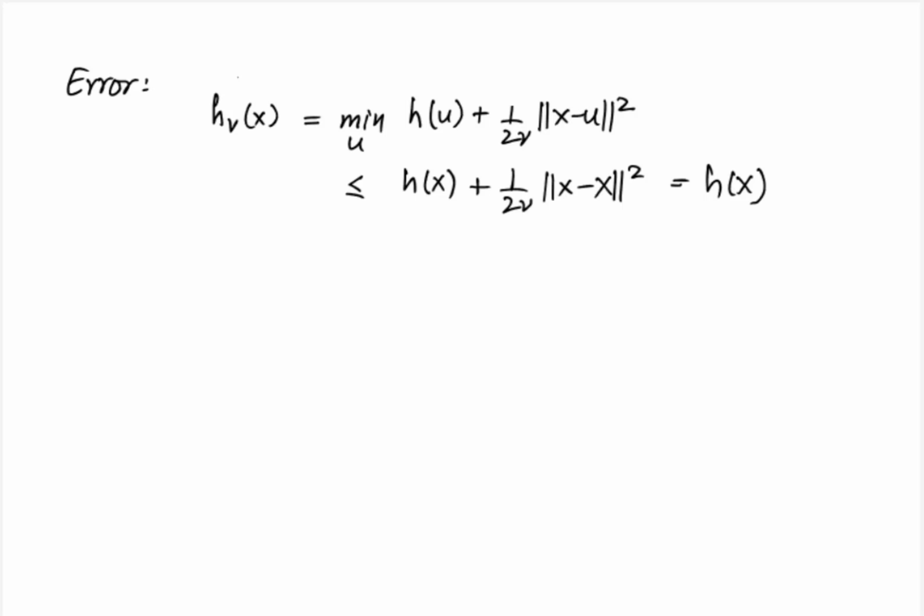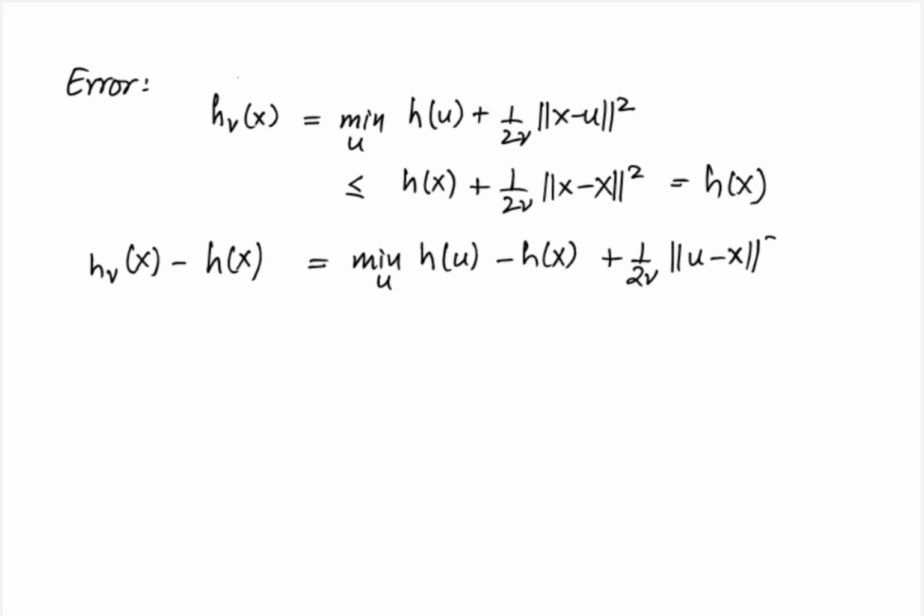Then we have that h_ν(x) - h(x) can be written as the min over u of h(u) - h(x) + 1/(2ν) norm squared of (u - x). Now for the difference term, let us use the convexity of h.